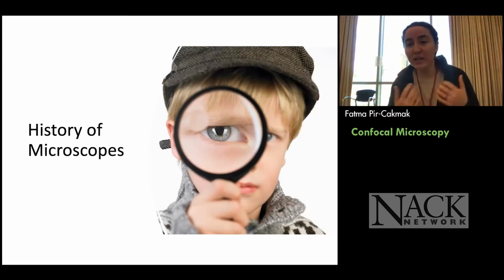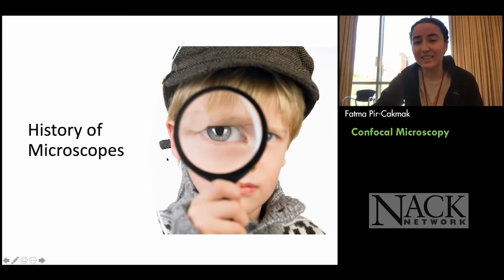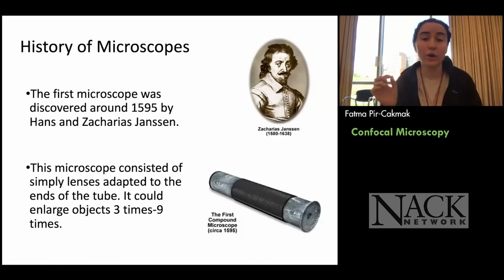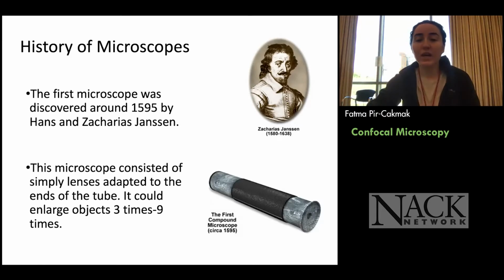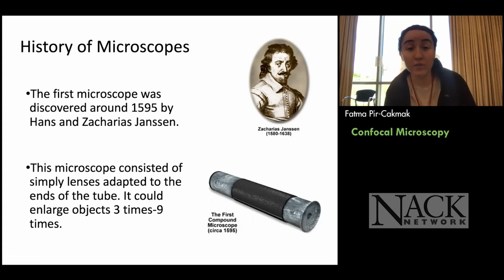Microscopes. When you think about the microscope, as this little cute kid is holding, the lens is the key. Why do I say so? Because the first people discovered lenses, and that's how it started forming a microscope. The first microscope was invented around 1595, by Hans and Janssen.